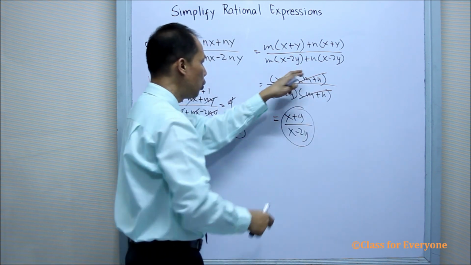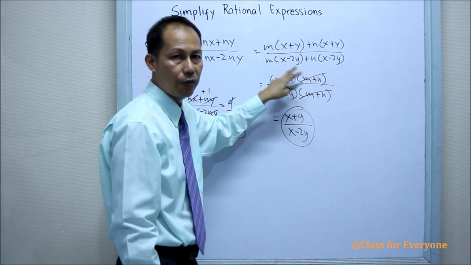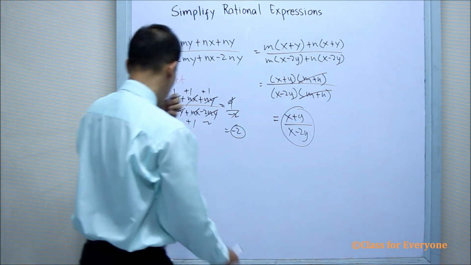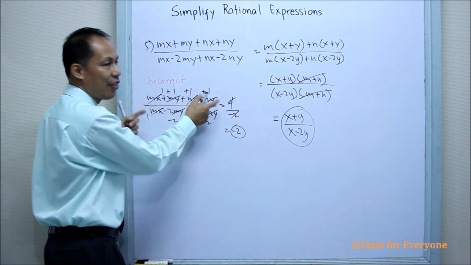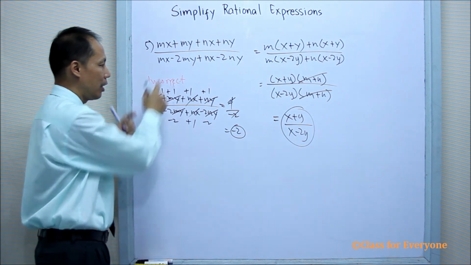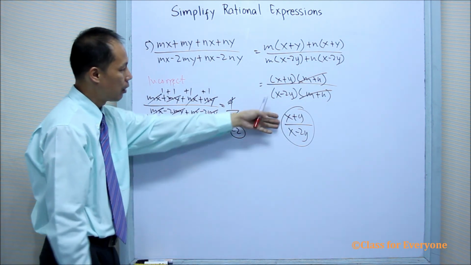So we have to divide out only if they are presented as factors. Unlike this one, they are not factors, they are addends. So we cannot factor them. That is the wrong way to solve it. This is the correct way.